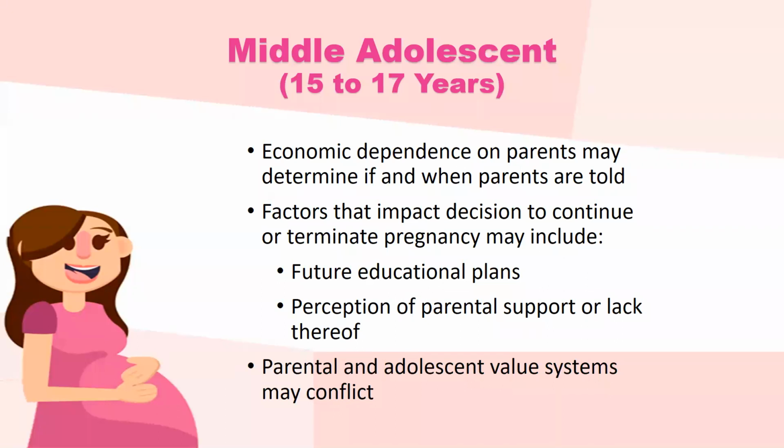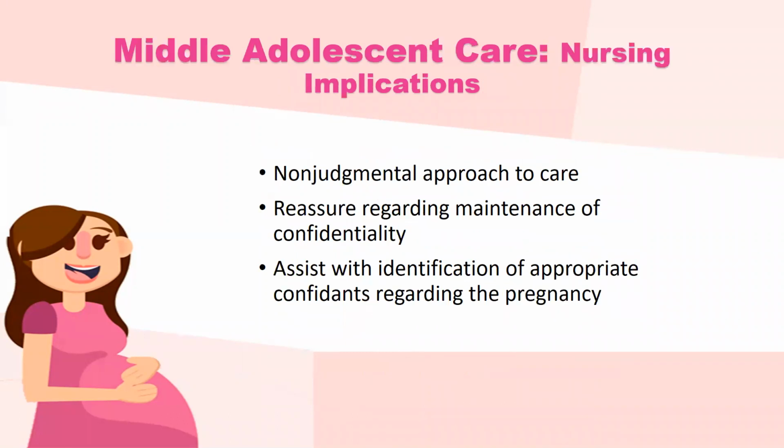Factors that determine whether they'll carry the pregnancy or decide on other options include their plans for education, their lack of or presence of support by their parents. And at this stage, their value system may start differing from their parents.